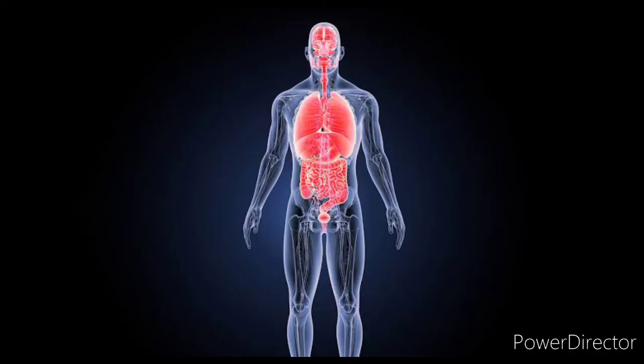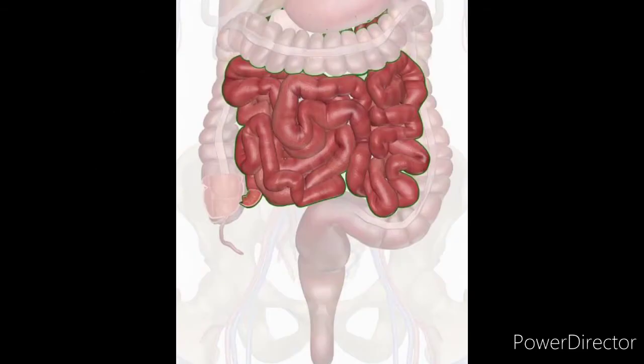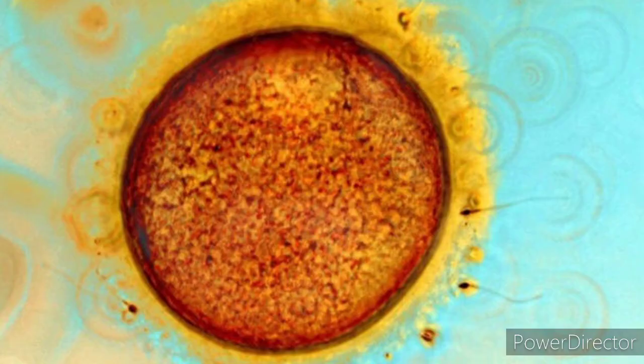The human is the intermediate and final host. The adult worm resides in the small intestines, while the larva is in the lung. The ovum is the infective stage.